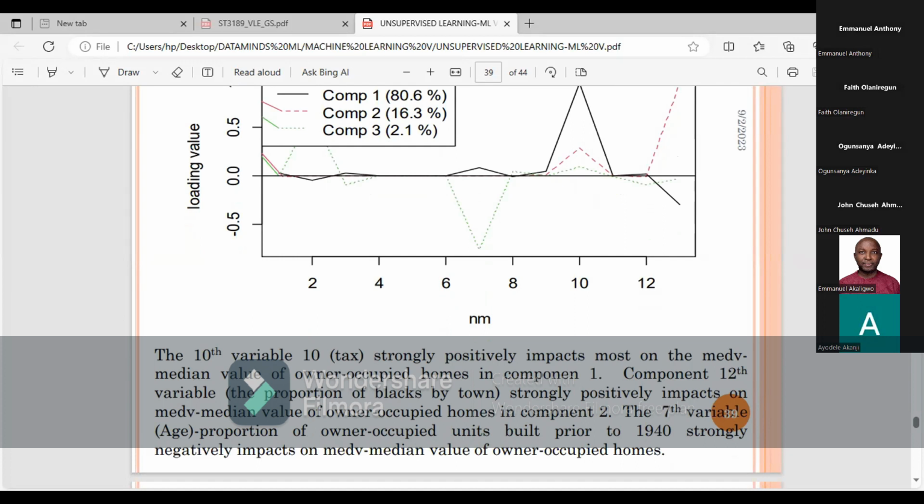Then the third component, which is green, has a negative effect. That is component 7, which is age, the proportion of owner-occupied units built prior to 1940. It has a strong negative impact on owners of the houses there, so median value of owner-occupied homes. What it's trying to tell us is that for people that live in a particular place, if the house is old, they tend not to really be suitable.